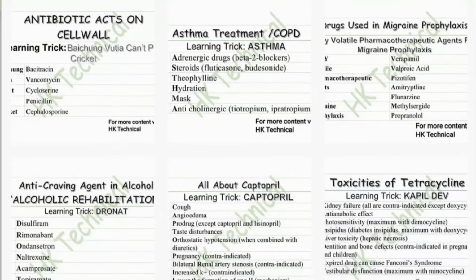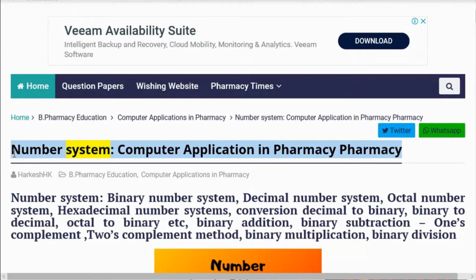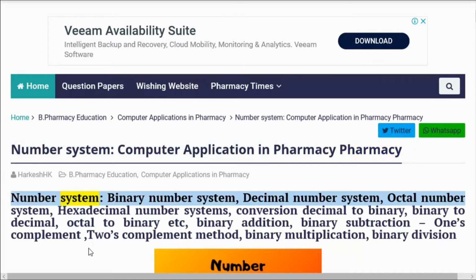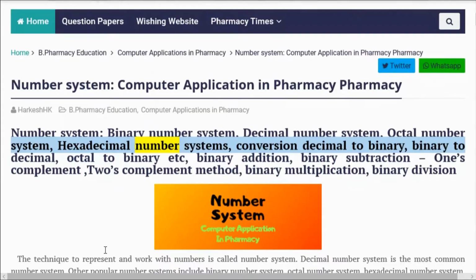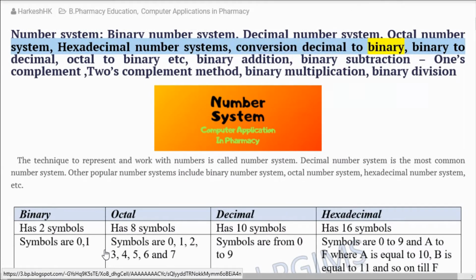So, let's start. Number system, computer application in pharmacy. Number system, binary number system, decimal number system, octal number system, hexadecimal number systems, conversion decimal to binary, binary to decimal, octal to binary, etc., binary addition, binary subtraction, 1's complement, 2's complement method, binary multiplication, binary division.